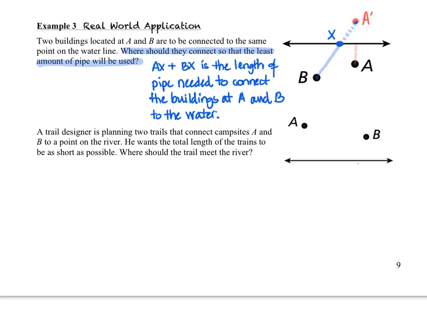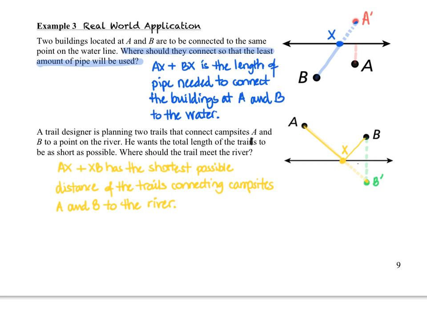We have another example that you're going to try independently. You're going to pause the video and then try it out using that same methodology, and then turn the video back on when you're ready to check your answer. So see you back in a minute.